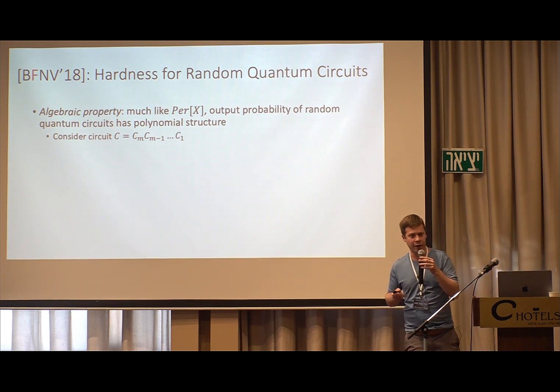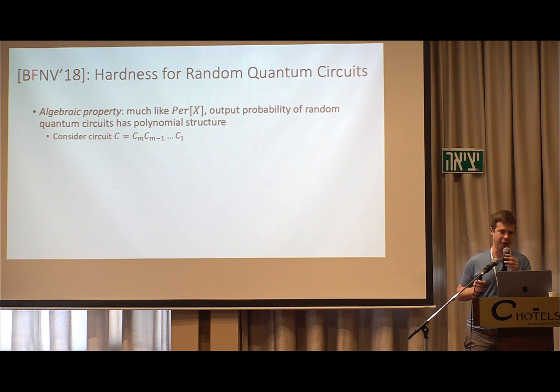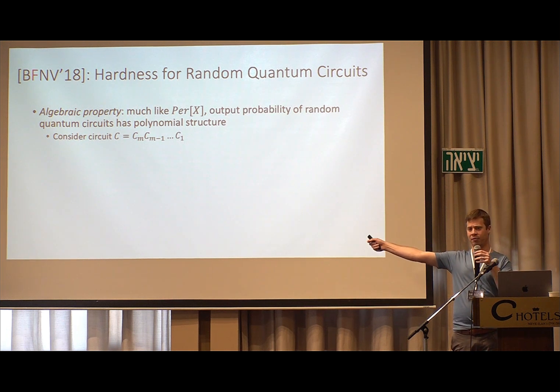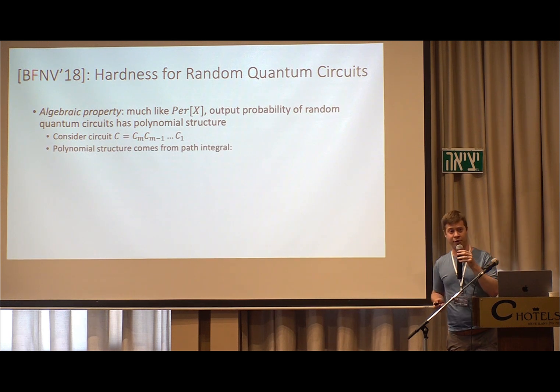Now, how do I see that? Let's say we take our worst case circuit. This is the circuit we want to know the output probability of. And we pull it apart into its 2-qubit gates. So it's C_m times C_{m-1}, and so on. These are 2-qubit gates. Now, the polynomial structure comes from the path integral.